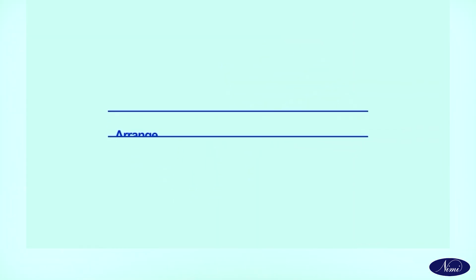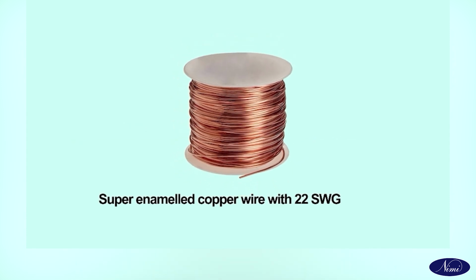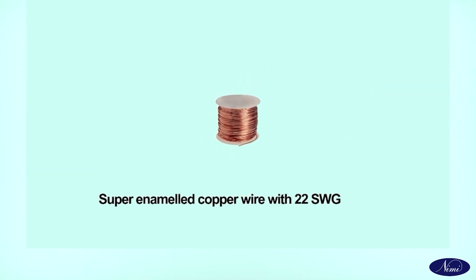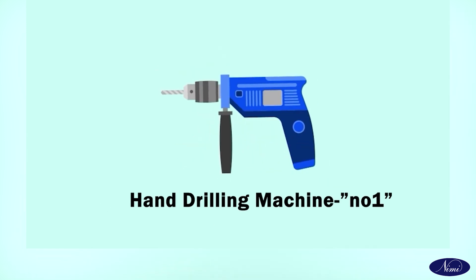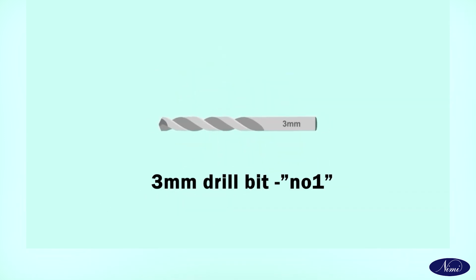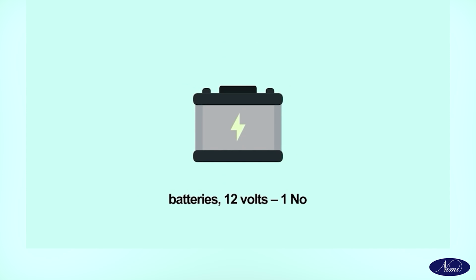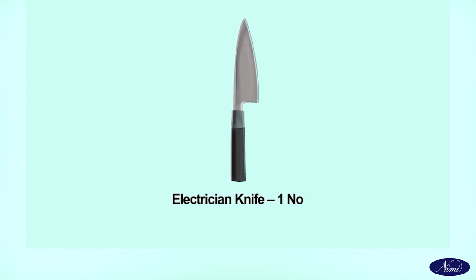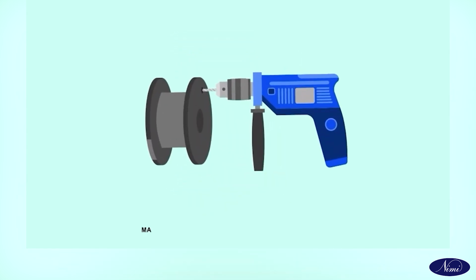Step 1. Arrange the tools and materials as listed below. 1. Super enameled copper wire with 22 SWG. 2. Circular type plastic bobbin. 3. Hand drilling machine. 4. 3 mm drill bit. 5. Permanent magnet pieces. 6. Batteries 12 volts. 7. Knife. 8. Multimeter.